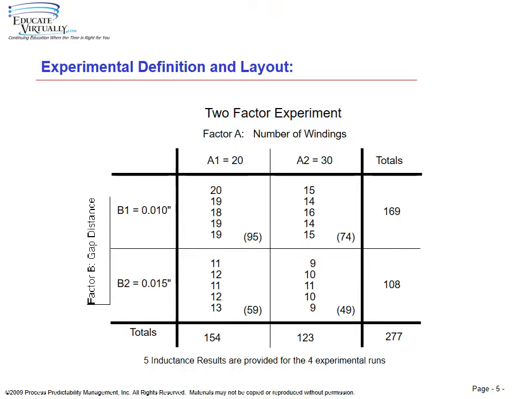So let's move on to the analysis of variance, and you can see how we'll use these totals to calculate the analysis of variance for each one of the factors. In essence, we're doing a hypothesis test on number of windings. We're going to do a hypothesis test on gap distance, and then we'll do a hypothesis test that's associated with the number of windings and gap distance combined effect, or what we call an interaction. So let's move forward and take a look at the analysis of variance.